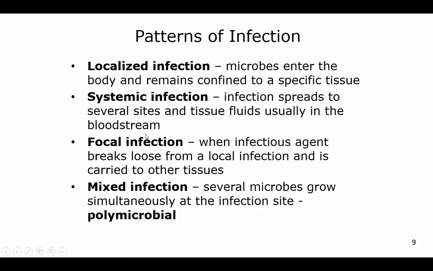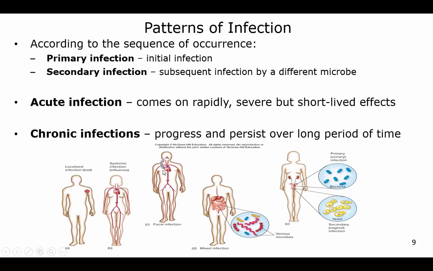Well, this is when the infectious agent will break loose from one area and then get carried to other tissues. So, for example, in a focal infection, let's say you have strep throat, right? And then, one of the problems with that is that it then can go and affect the valves of the heart. It has specific target areas. Certain bacteria just like to target certain areas.